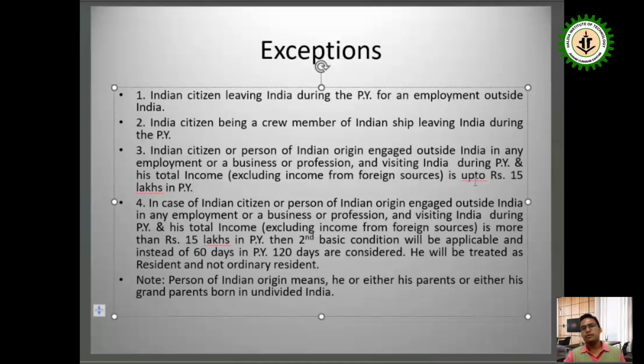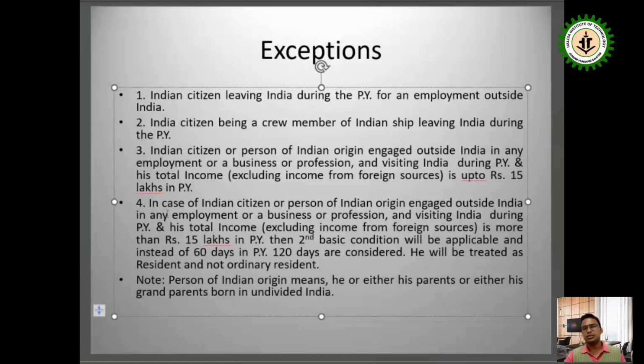Now, if their total income, excluding foreign income, is up to 15 lakh during the previous year, then we will not see the second basic condition. We will only consider the first basic condition for that person.